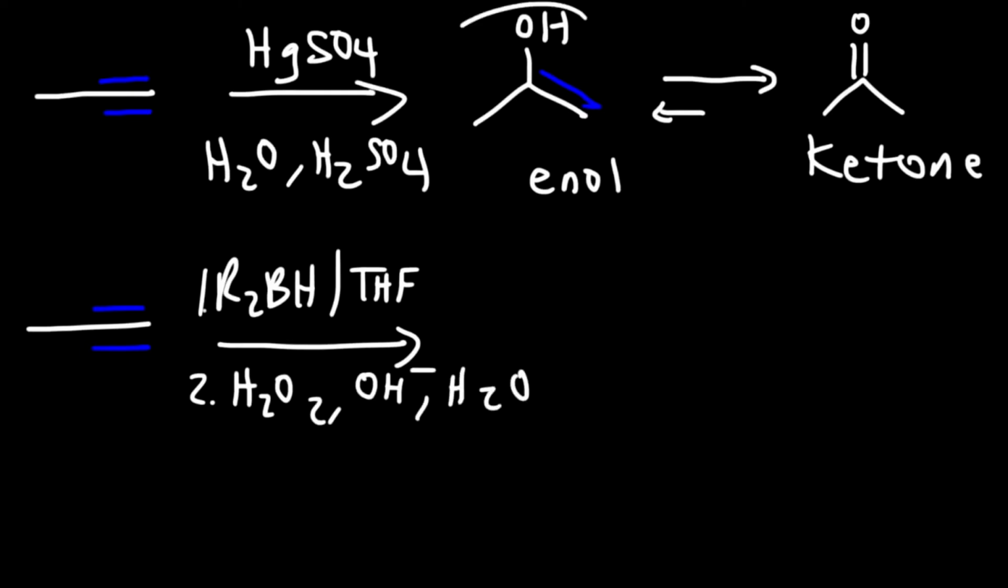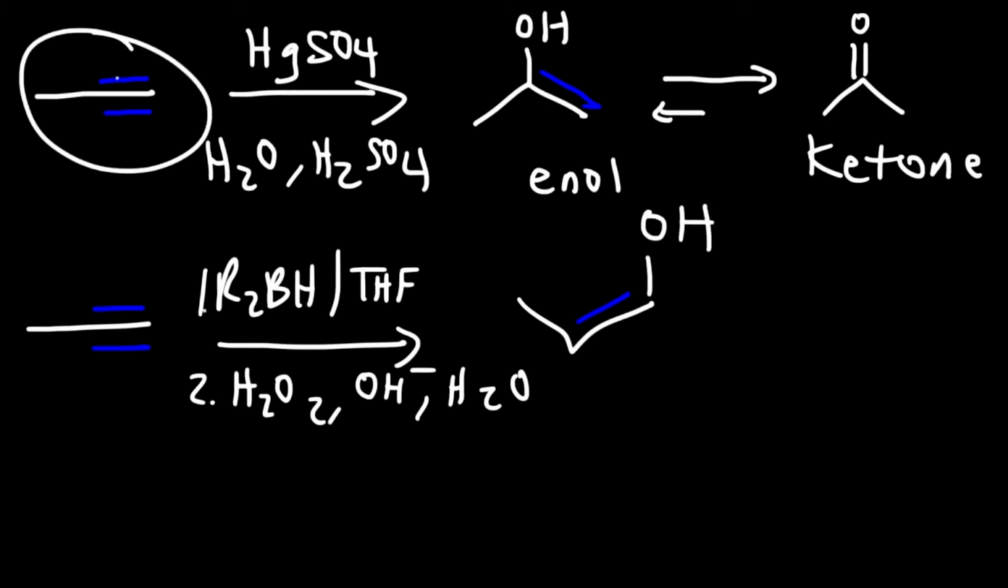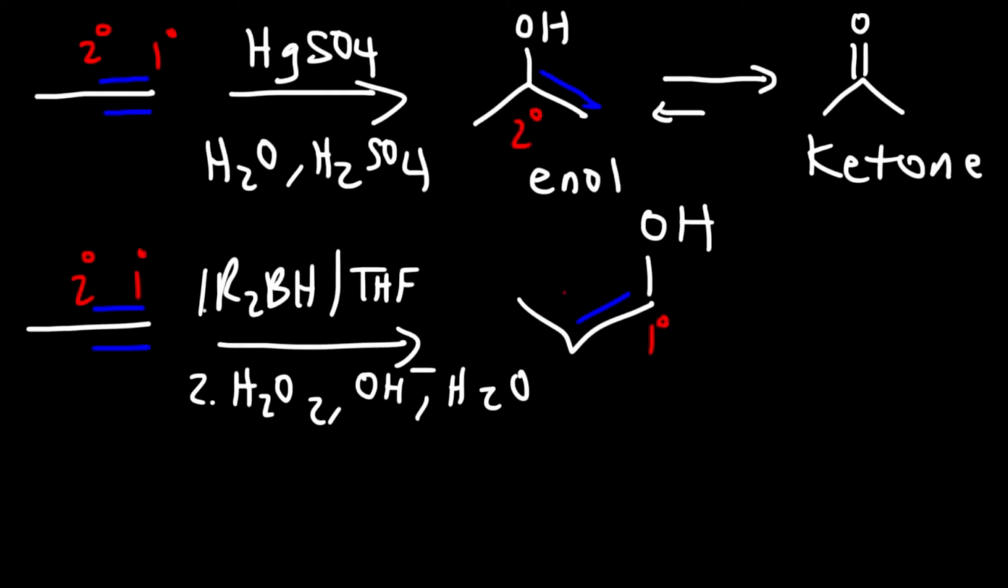So it's going to be very similar to what we have here. We're going to get an enol, but the OH is going to be on the less substituted carbon atom. So this reaction proceeds with anti-Markovnikov addition. The OH group is on the secondary carbon if you use mercury sulfate, but if you use hydroboration oxidation, the OH group is on the primary carbon as opposed to the secondary carbon. So make sure you can distinguish the results of these two reactions.